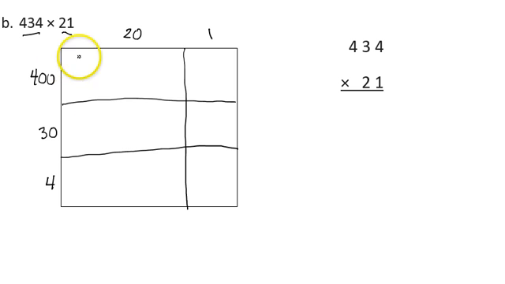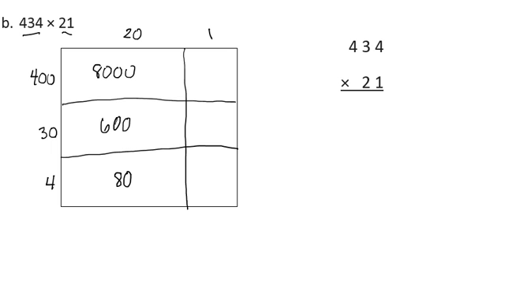This first rectangle is 400 by 20. Well, 4 times 2 is 8, times 10 would be 80, times 100 would be 8,000. This rectangle is 30 by 20. Well, 3 times 2 is 6, times 10 is 60, times another 10 is 600. This rectangle is a 4 by 20. 4 times 20 is 80.